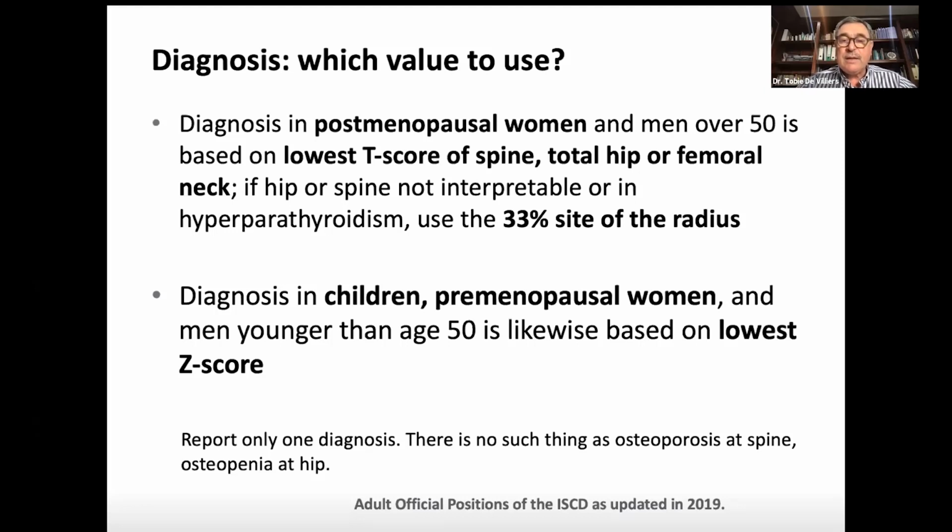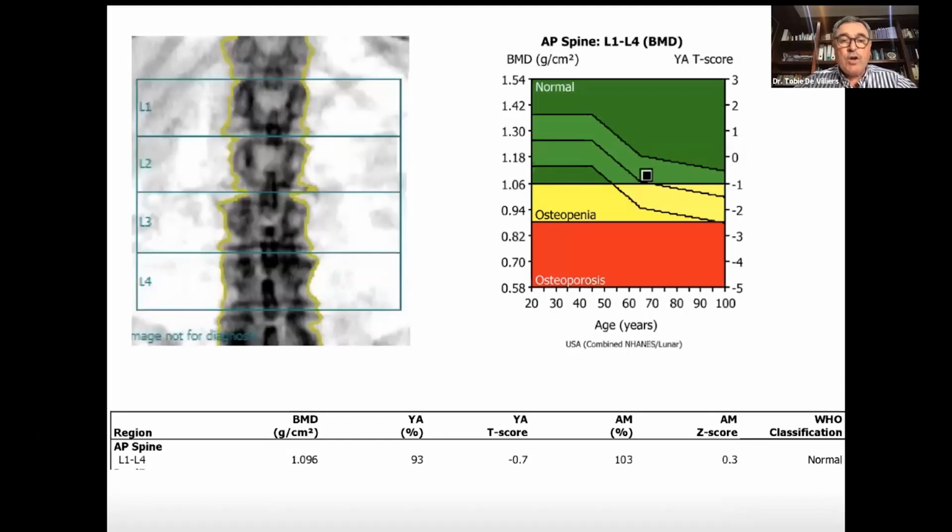We only use the distal third of the radius if any of the other two are not interpretable, as for instance in bilateral hip replacements. And the diagnosis in children and premenopausal women also uses the lowest, but in Z-scores. Now, very important, you can only report one diagnosis, as osteoporosis is a systemic disease. There's no such thing as osteoporosis at the spine and osteopenia at the hip. Report the lowest value. So in this case, it would just be a diagnosis of osteoporosis.